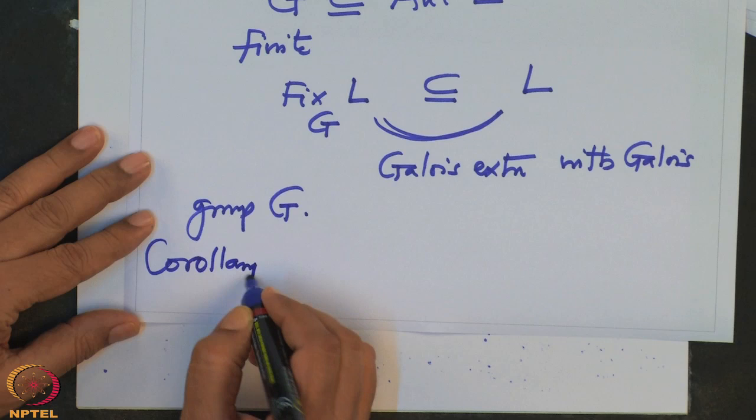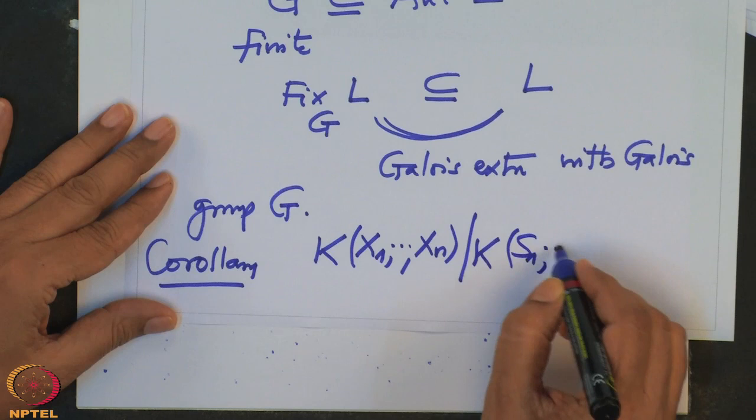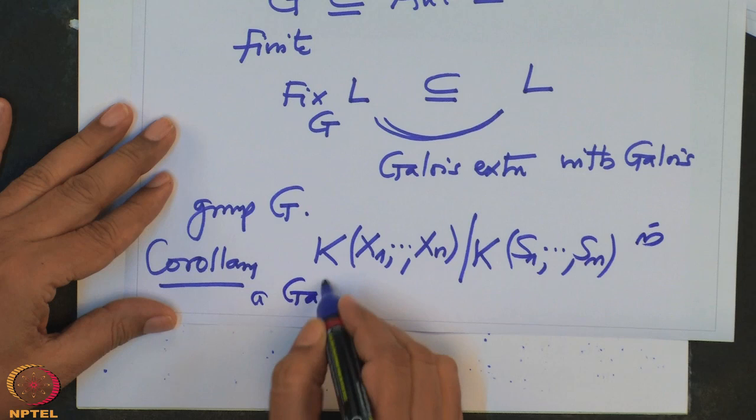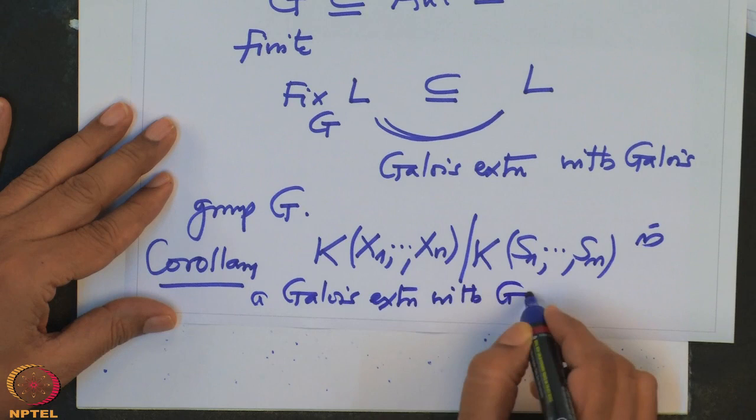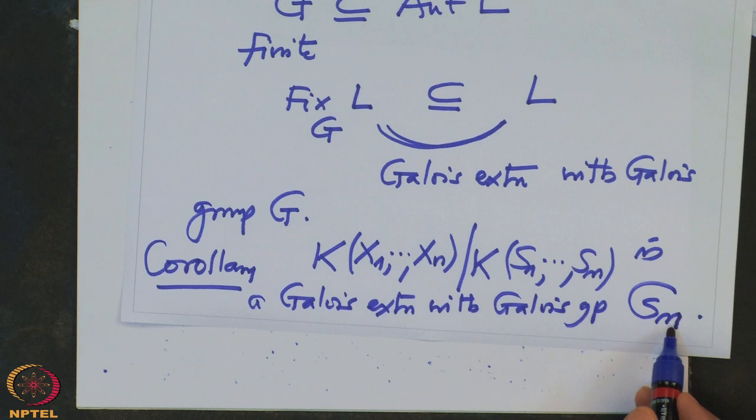Therefore, we have proved the following corollary. K(x1 to xn) over K(s1 to sn) is a Galois extension with Galois group Sn. In particular, we have Galois group Sn for this extension, but remember this is not Q. Our Galois problem is finding an extension of Q which is Galois with a given group as Galois group. So we are still far from the inverse Galois problem, but at least this nice result is there, that this extension is Galois with Galois group Sn. In particular, the degree is n factorial.